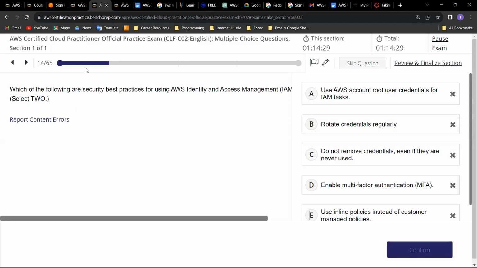Let's move on. Which of the following are security best practices for using AWS Identity and Access Management? Select 2.